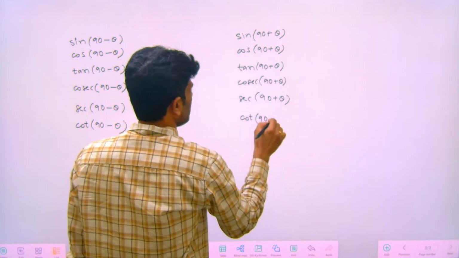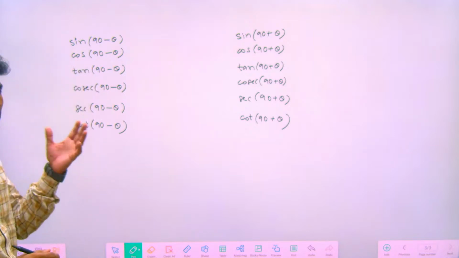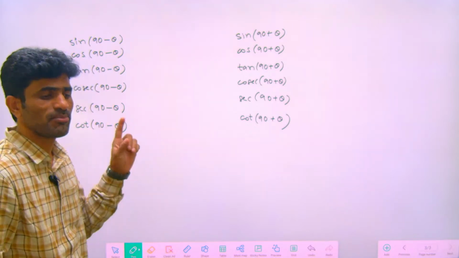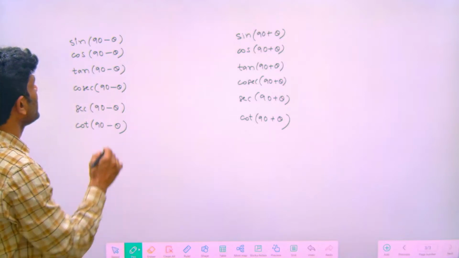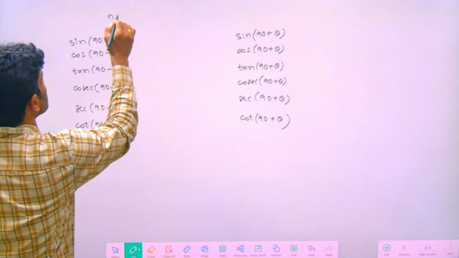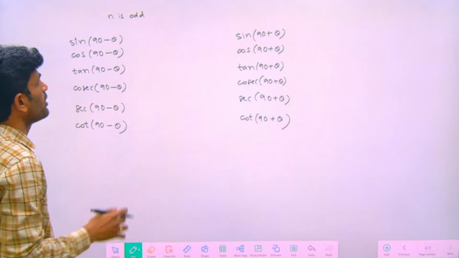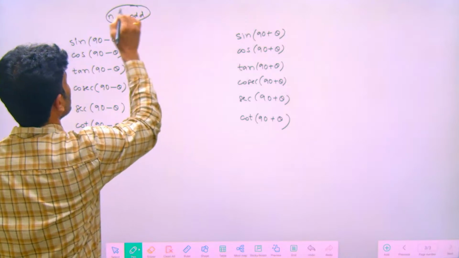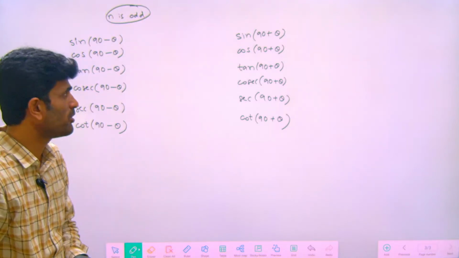Now let us see what the results are. Everywhere the multiple of pi by 2, or 90 degrees, is 1 here. 1 into 90 we have. When 1 into 90 is there, n is odd. In all these 12 cases, n is odd. When n is odd, the ratio will be changed. That is one point you have to remember.